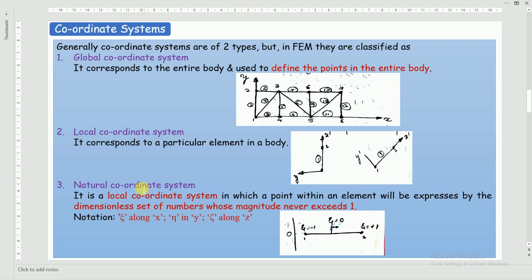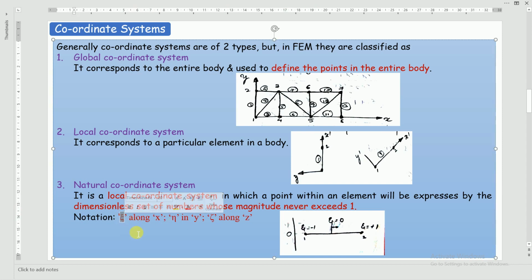And what is a natural coordinate system? It is also a local coordinate system in which a point within an element is expressed by a dimensionless set of numbers whose magnitude never exceeds 1. These are the same as the local coordinate system, but expressed by a dimensionless set of numbers. So these are the notations. If it is in the x direction, it is denoted by xi. This term is pronounced as xi, this as eta, and this as zeta.